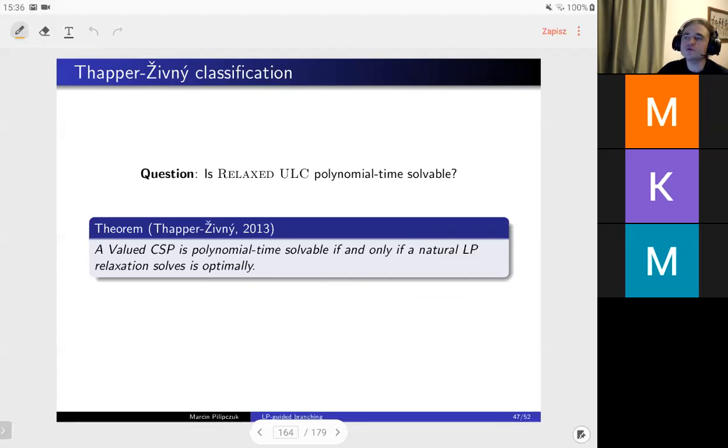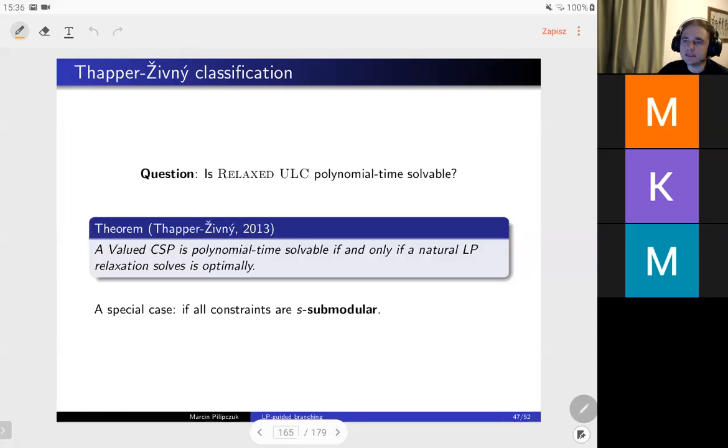And it turns out that this is the canonical way of solving it. If the problem is polynomial time solvable, then this algorithm will always find the optimal solution, the integral optimal solution, and this is the way of solving it. This is a theorem we are not going into. This is a very deep work from a few years back.